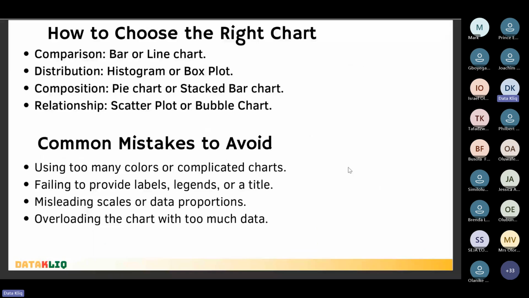And how to choose the right chart. Like I said, if you are comparing things against one another, like for comparison, you use bar or line charts. If you are working on distribution, you use histogram or box plots. For composition, you use pie charts. Composition is that you want to see things in percentage and all that. You use pie chart or stacked bar charts. If you want to compare relationship between two things like the height and weight scene, you use scatter plot.